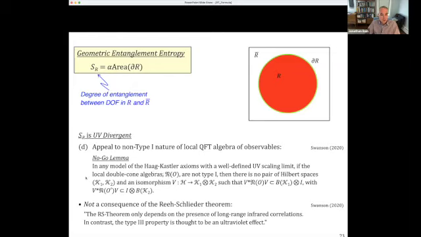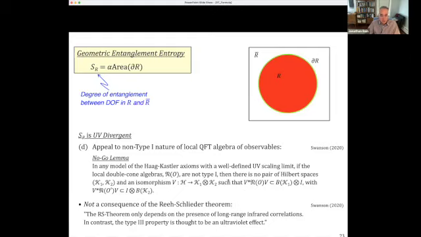So any model of the Haag-Kastler axioms with a well-defined UV scaling limit, if the local double cone algebras are not of the simple type one, then there's no pair of Hilbert spaces and an isomorphism from the state space of our theory to the product of these two Hilbert spaces, such that we can represent the algebra, the operators associated with any double cone region and the complement of the double cone region, in terms of operators only confined to one of these two Hilbert spaces.